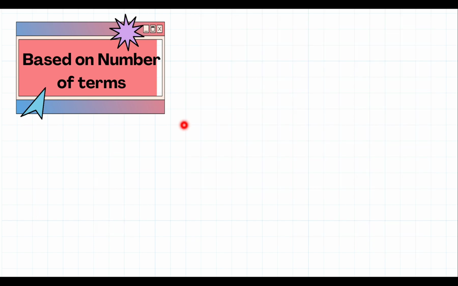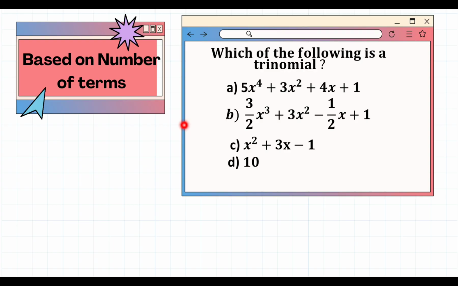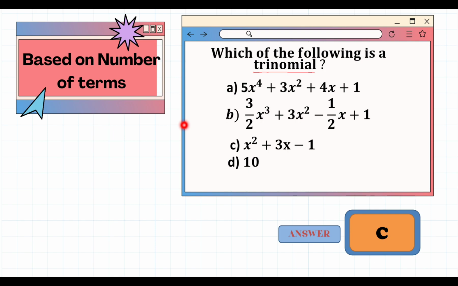How about if we have here now, based on the number of terms? A while ago, classification based on the degree. This time, classification based on the number of terms. So we have, which of the following is a trinomial? Trinomial is a classification according to the number of terms. Clue, take a look at the prefix. So what is the answer? We have letter C because what is a trinomial? Let's check. We have the number of terms and then the name.